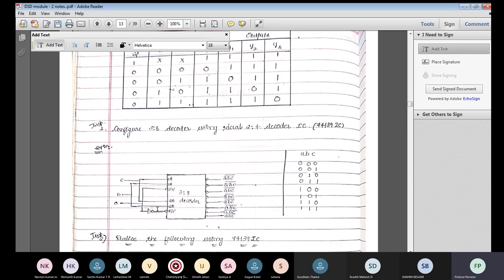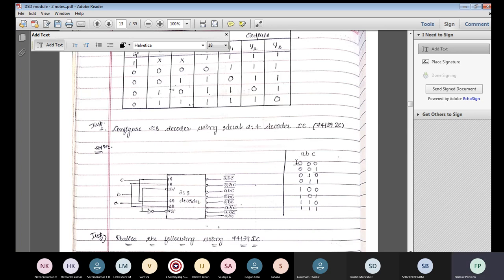So now, this is 0, 0, 0. That is 100. So 00 means this Y4 will be active. If I see only this decoder, it will become Y4. So Y4 you'll be getting out. So 101, you'll be getting output at Y5. Then 110, Y6. 111, you'll be getting output at Y7.